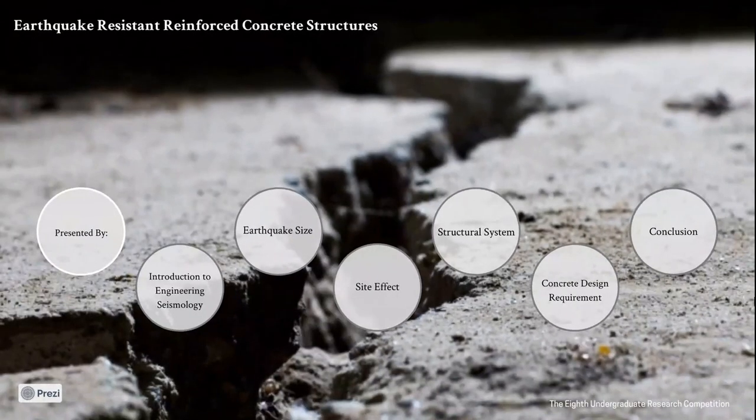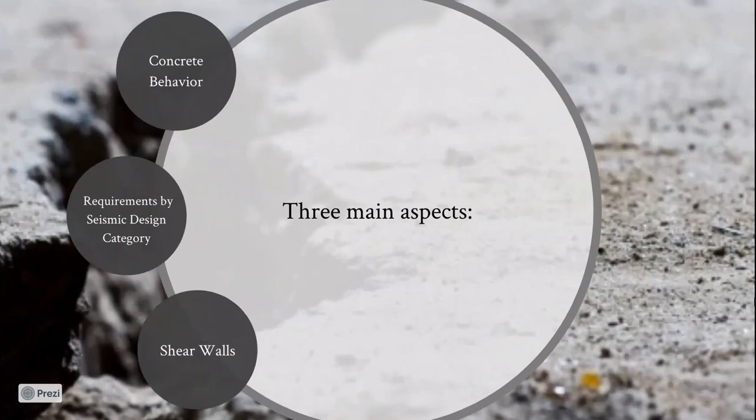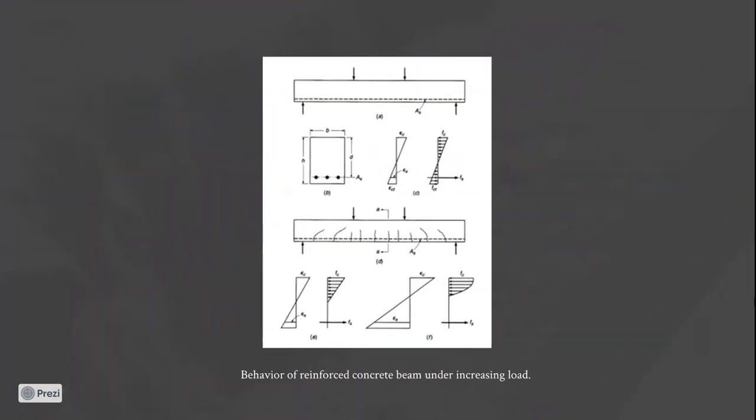Moving to the next section, concrete design requirements, starting with understanding the concrete behavior. So in the figure we can see at A and B a normal beam, elevation and section. Then at diagram C we can see the distribution of the stress and the strain. Then at D we can see the beam under an increasing load and how the cracks start to show. Then in E we can see the distribution of the strain and stress near the crack section. Finally, we can see the distribution near the ultimate load.